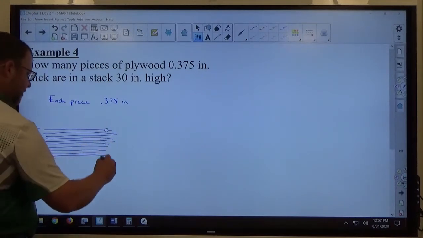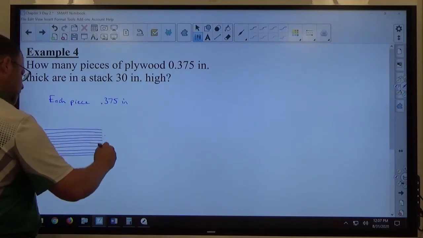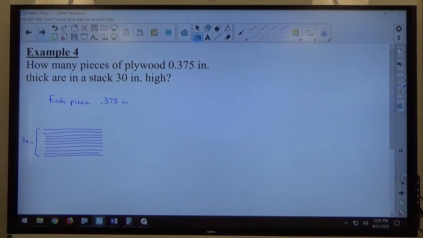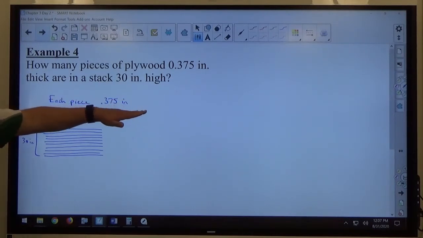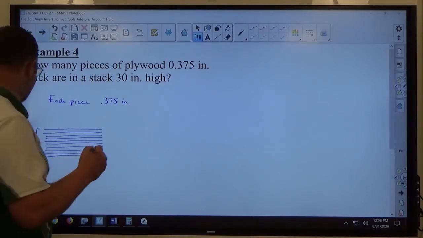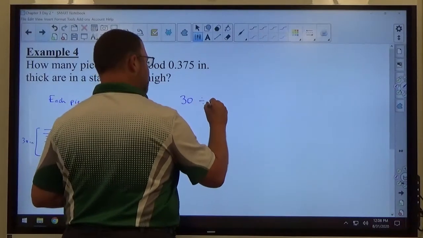So looking at that scenario, what's going on here, which operation do you think would be helpful to us, multiplication or division? Division, right? So we take the total amount of width of the whole stack, we divide by how much one board is, and that will get us how many boards there are, right? So 30 inches divided by 0.375.